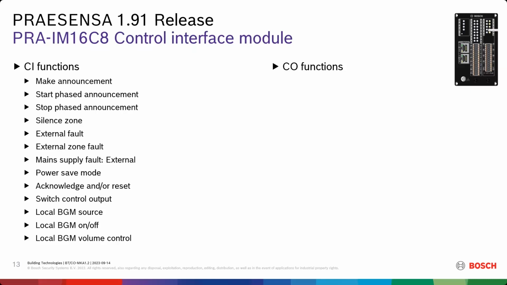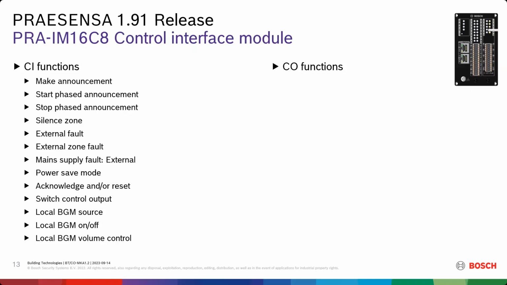You could trigger a main supply fault from external, which would mean that, for example, if you have an UPS externally or an external fan, which you would like to be reported inside PRAESENSA, then you can also use this main supply fault trigger to indicate there is an issue externally, and it also will behave accordingly. So that means that it will go also into a power save mode. You could directly trigger that power save mode as well. And then you have the acknowledge and reset option to reset faults or to switch a control output somewhere maybe on another module.